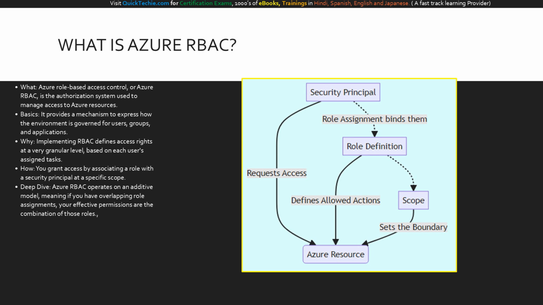Looking at this flowchart, you can easily perceive the core mechanics of Azure RBAC. On the left, we have the security principal, which represents the user or application requesting access to an Azure resource. On the right, we have the role definition, which dictates exactly what actions are allowed or denied. At the bottom, we have the scope, establishing the precise boundary where this access applies. The magic happens in the middle. A role assignment seamlessly binds the principal, the role, and the scope together to securely grant access to the resource.